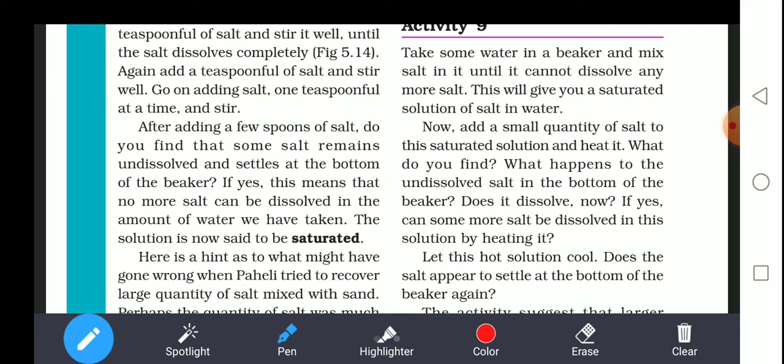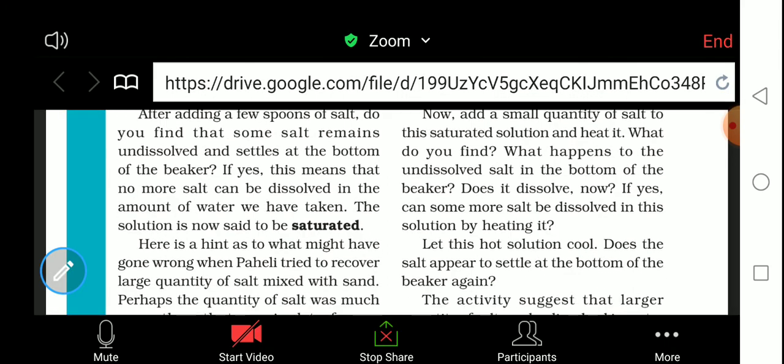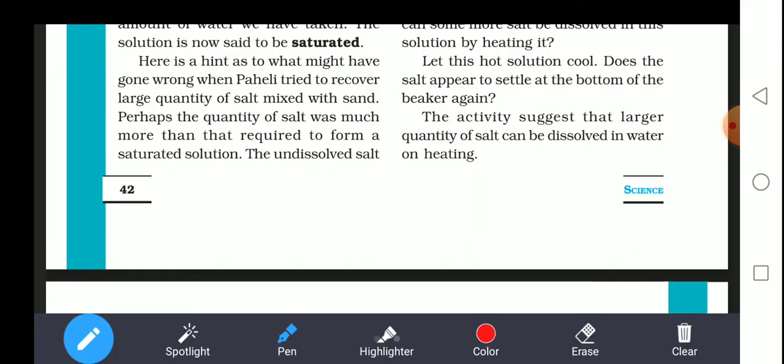Here is a hint as to what might have gone wrong when a large quantity of salt was mixed with sand. The quantity of salt was much more than that required to form a saturated solution. In a fixed quantity of water, if you add more and more salt, what happens? At a particular stage, it will not dissolve, and the remaining salt will settle at the bottom. At that point, the solution is said to be saturated.